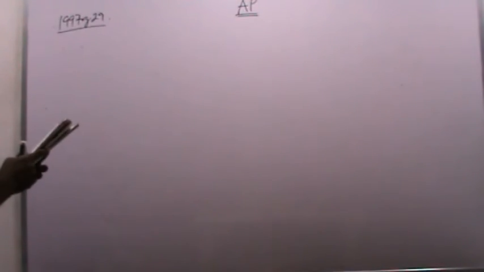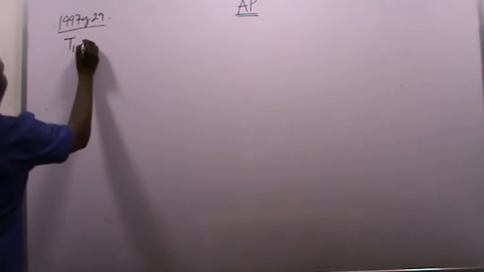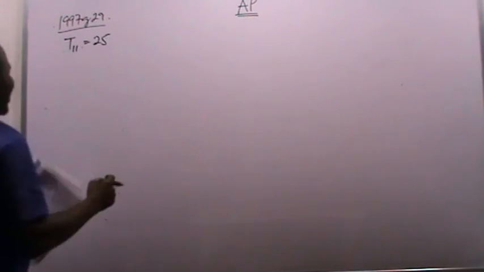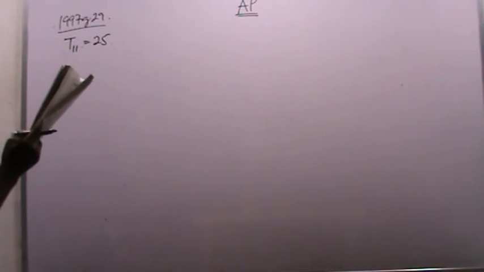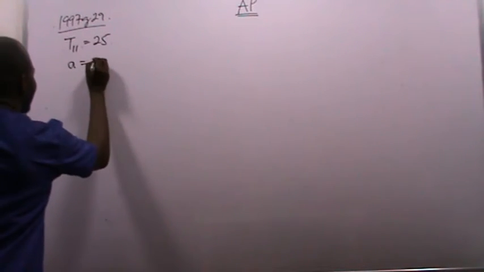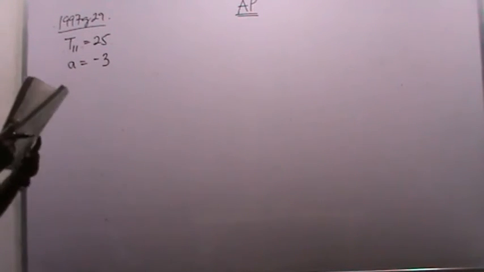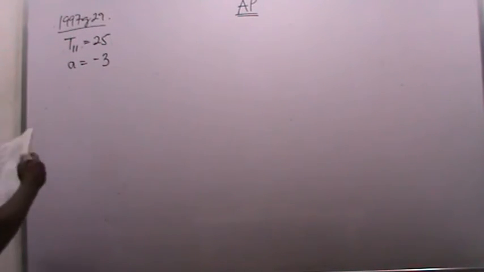The 11th term of an AP is 29. Its first term, A, is minus 3. The question now says, find its common difference.